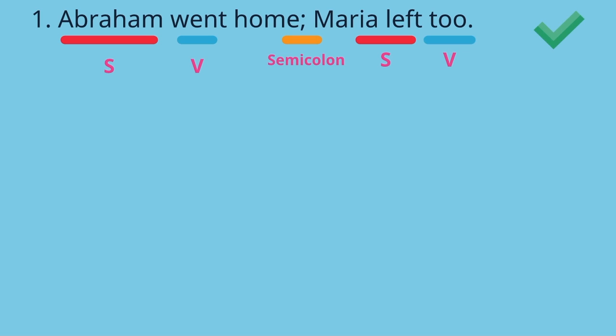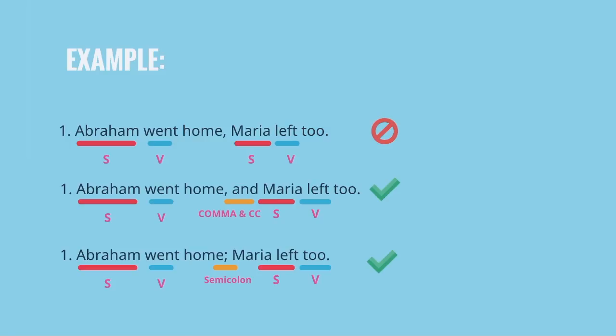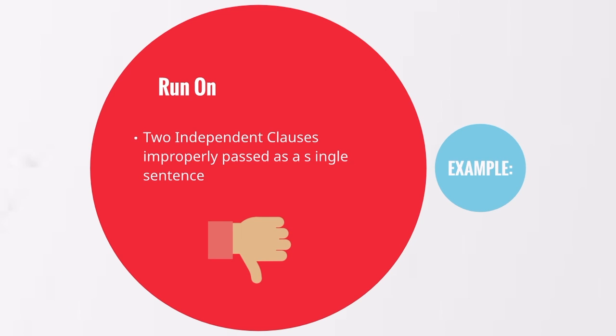So now let's go ahead and speak about run-ons. So run-ons are 2 independent clauses, remember 2 simple sentences, improperly passed as a single sentence. So rather than doing the same thing as a comma splice, where we put 2 independent clauses and just try to divide them with a comma, here we don't even put anything. We just pretend that the 2 simple sentences can be joined without any type of punctuation.